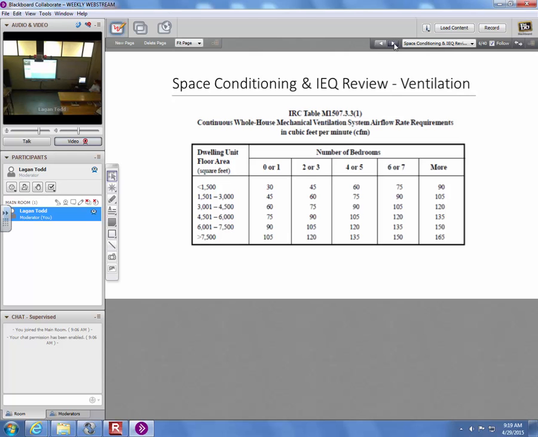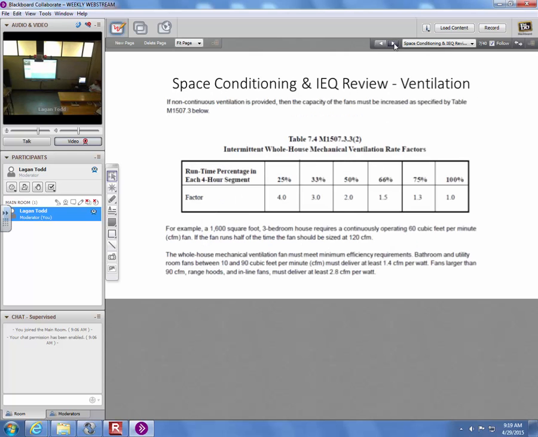Okay. This is where we talk about how it's not required to be continuous. They say that if you choose not to have continuous ventilation, meaning the fan runs constantly 24/7 at 75 CFM, if you decide to run that fan at 50% runtime, run it half the time, then you need to increase your CFM by a factor of 2. So you cut the runtime in half, you double the CFM. Makes sense. If you cut the runtime down to a third, then you triple the CFM. Okay, so it's just a linear adjustment.